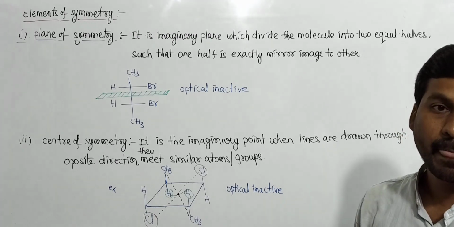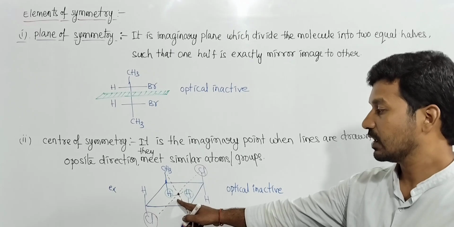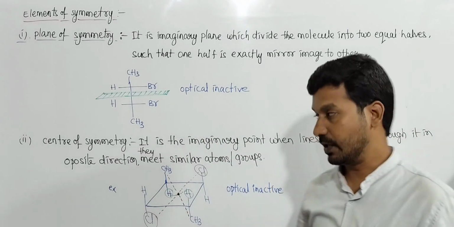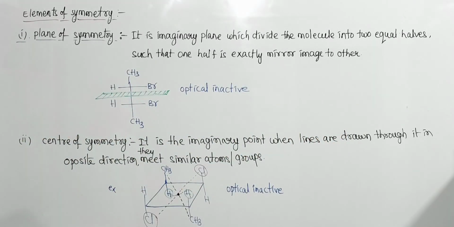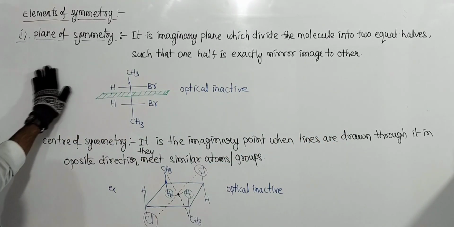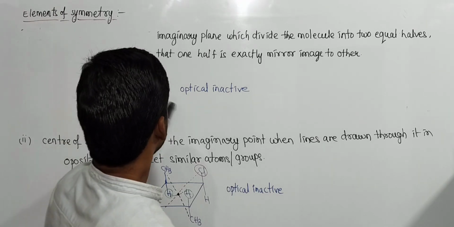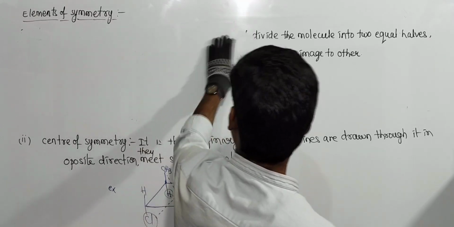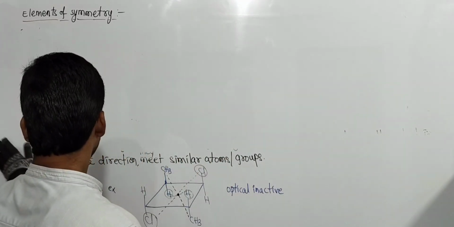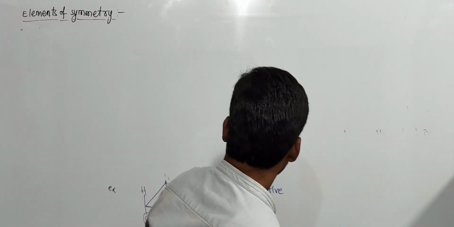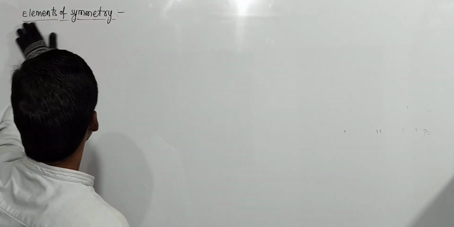Elements of symmetry should be absent to become optically active, but here the center of symmetry is present, and here a plane of symmetry is present. These molecules are optical inactive. Next element of symmetry is the axis of symmetry.